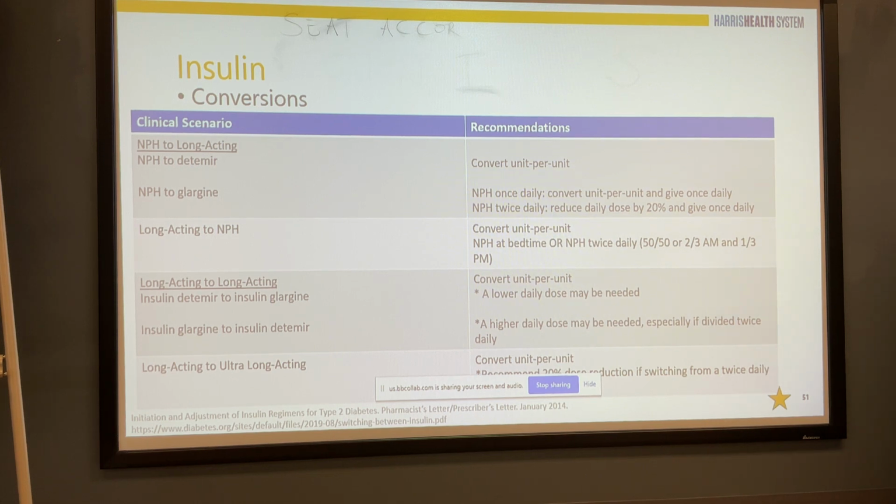And then if you're going from a long-acting product like Lantus to Toujeo, or Lantus to Tresiba, which is more ultra-long-acting, there may also be a 20% reduction that's required. So it's not too bad, just meditate on it. Most of the time it's 1-to-1, and there might be some times where you might have to reduce the total number of units by 20% to make sure the patient doesn't have hypoglycemia.